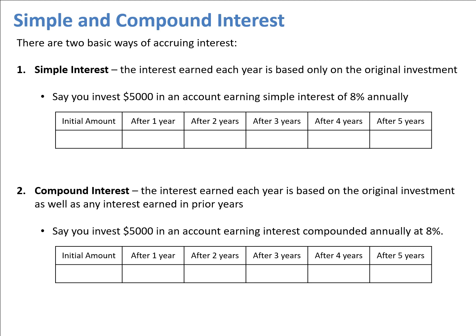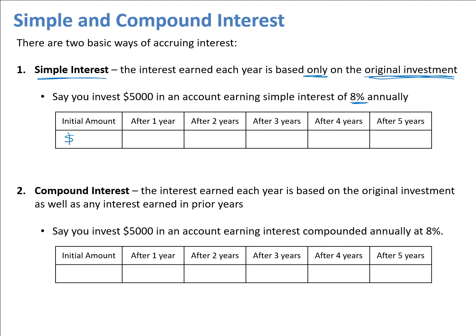In this section, we'll look at simple and compound interest, two basic ways of accruing interest. Simple interest is interest earned each year that's based only on the original investment. So for instance, say you invest $5,000 in an account earning simple interest of 8% annually.